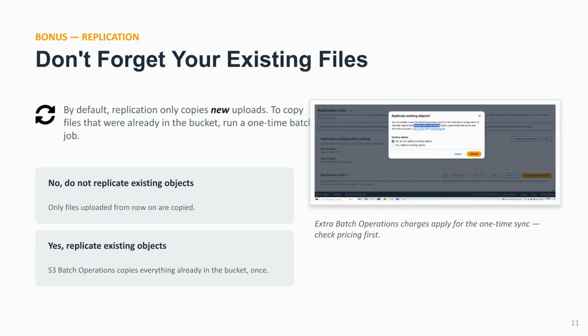Production tip: during migration or disaster recovery setup, always ask, do we need to replicate only new data or both old and new data? Cost-saving tip: batch replication has extra charges. Estimate the number of objects and data volume before running it.